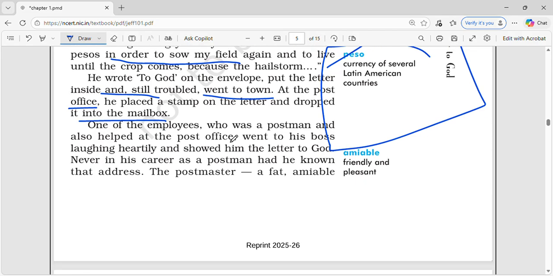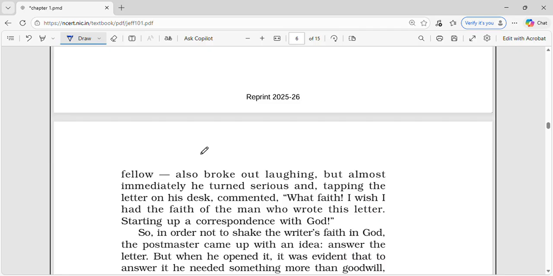Now, one of the employees, a postman who helped at the post office, went to his boss, laughing heartily, and showed him the letter to God. Never in his career as a postman had he known that address. The postmaster, a fat, amiable fellow, also broke out laughing, but almost immediately he turned serious, and tapping the letter on his desk, commented, "What faith! I wish I had the faith of the man who wrote this letter, starting up a correspondence with God."